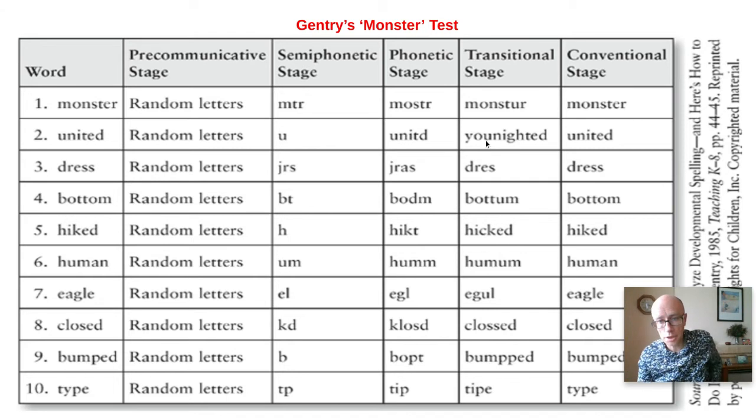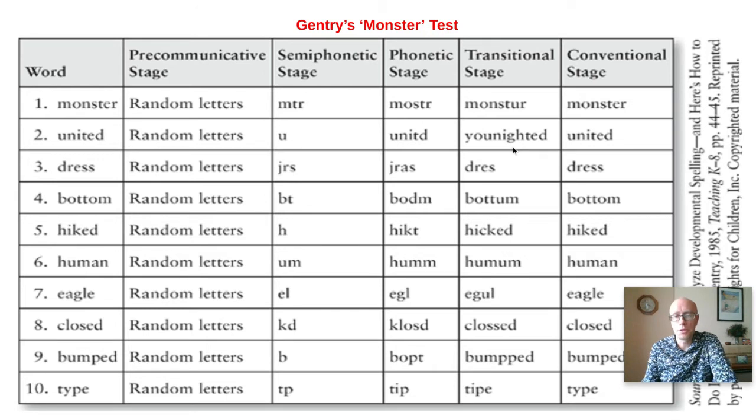Look what happens in the transitional stage. It's like the child is going crazy. And at this point, of course, the parents come on board and they might be very concerned. They think, my Charlie, he was spelling united in a beautiful way only 6 months ago, and he went off to that horrible school, and look what he's doing now.